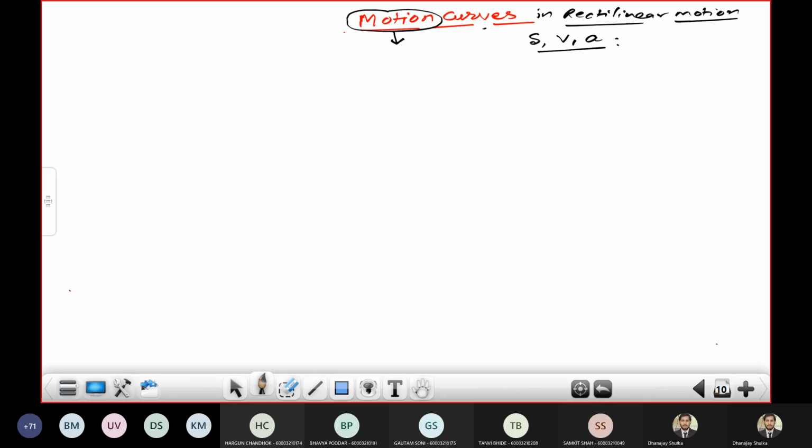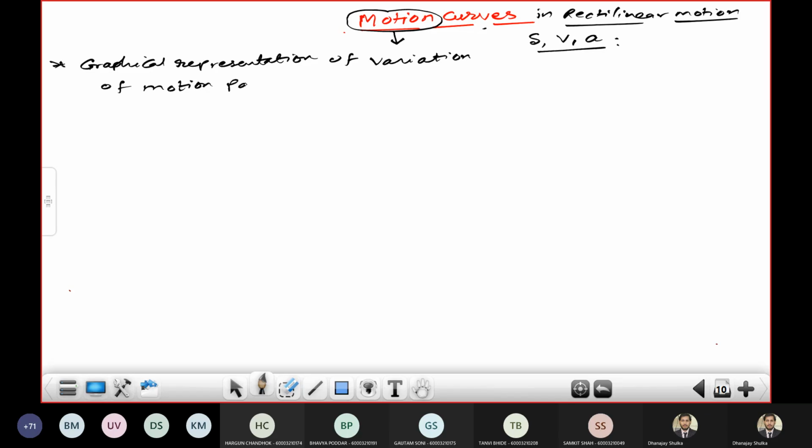So what is a motion curve? Actually, a motion curve is nothing but a graphical representation. Graphical representation of what? Graphical representation of the variation of the motion parameters.